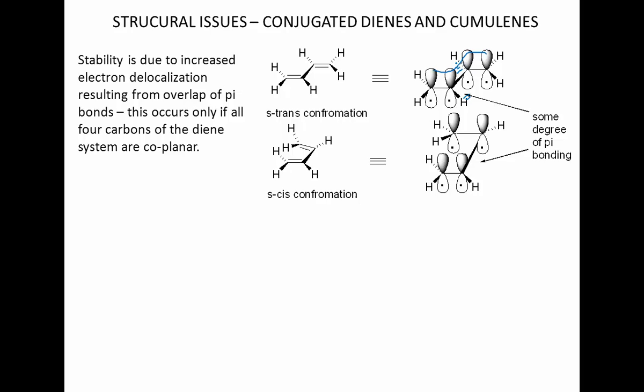It's only when the system is perfectly flat that we can have this type of conjugation. Okay, and there are 2 ways, 2 conformations that will have this perfect conjugation over all 4 systems. We have the s-trans conformation, where it's kind of in a more extended fashion, and we have this s-cis conformation. Let's just draw them as, actually they're a little easier to see as bond line structures.